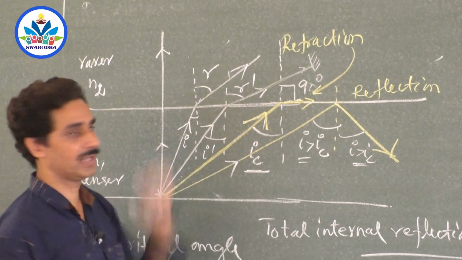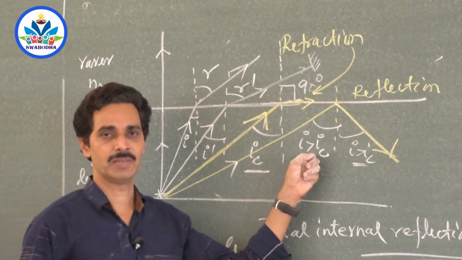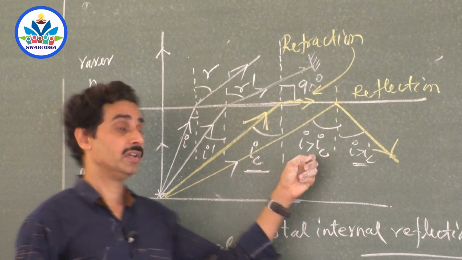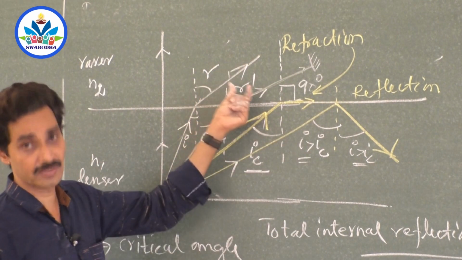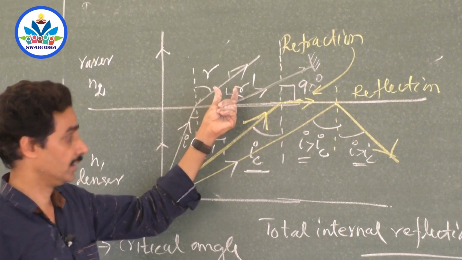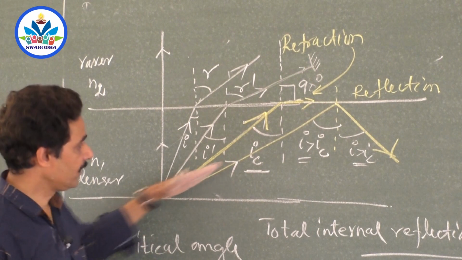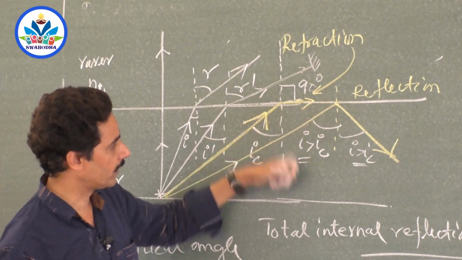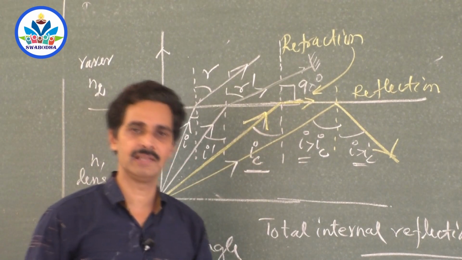It should try to move from denser to rarer medium. That is the first condition. Second, the angle of incidence must be greater than the critical angle, because even if it is trying to move from denser to rarer, if the angle is less than the critical angle, there is refraction, there is no total internal reflection. So the conditions required for total internal reflection are: the ray must tend to travel from denser to rarer medium, and the angle of incidence must be greater than the critical angle.